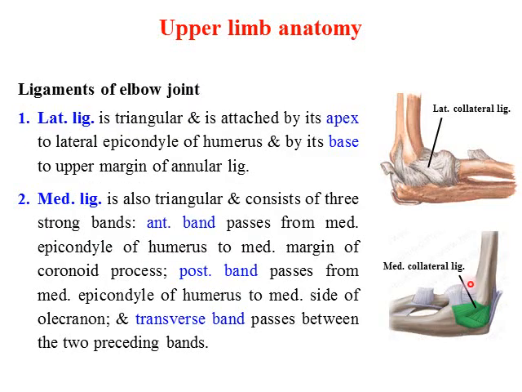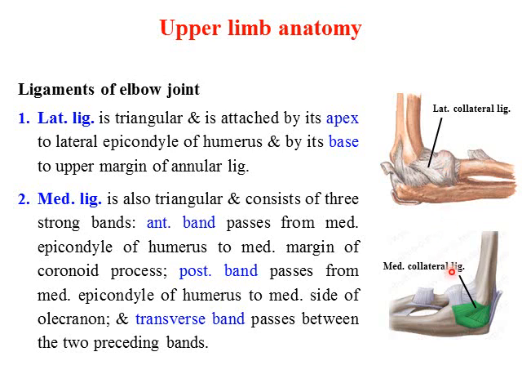The joint capsule of the elbow joint is reinforced by medial and lateral collateral ligaments, or we call them the lateral radial ligament and medial annular ligament. So the lateral collateral ligament is triangular in shape. Its apex is attached to the lateral humeral epicondyle while the base is attached to the upper margin of annular ligament.